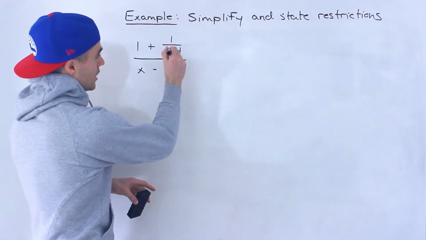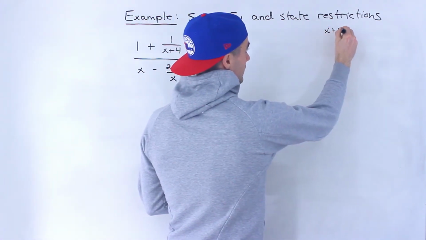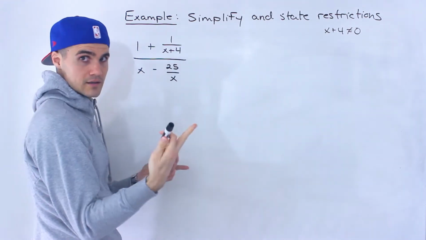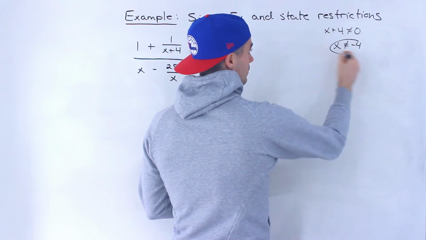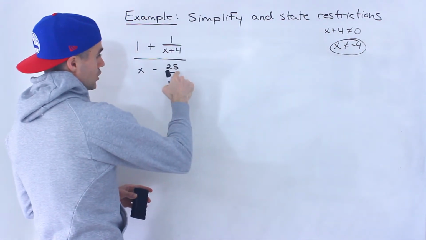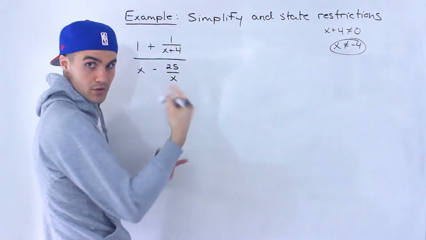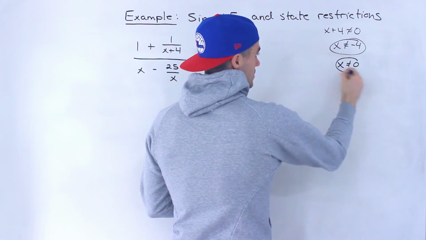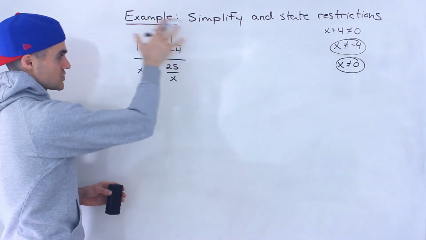So notice that we have a denominator over here, x plus 4. So we know x plus 4 definitely cannot equal 0, right? You can't take 1 divided by 0, so that means x cannot equal negative 4. Notice that this x here can't be 0 because we're taking 25 and we're dividing by x, so x cannot equal 0.